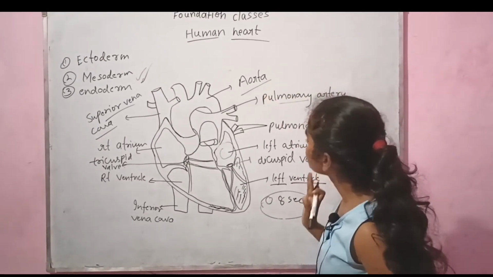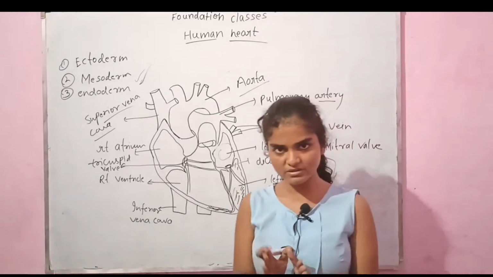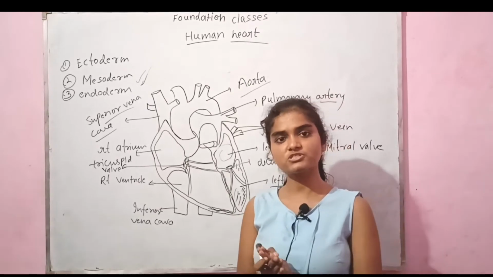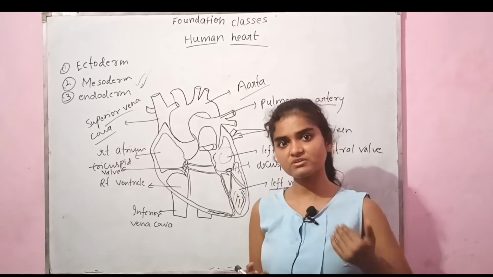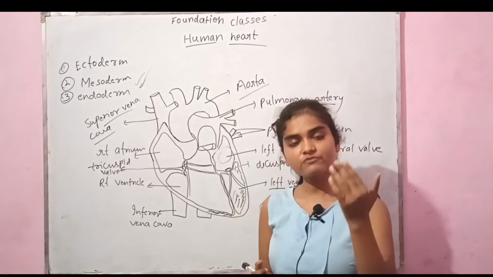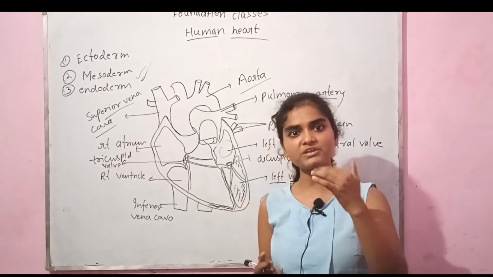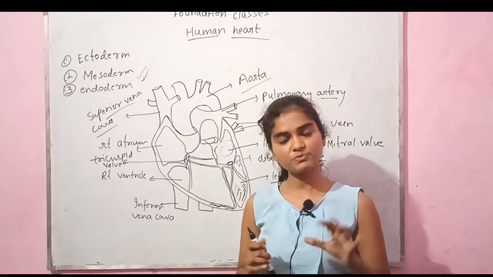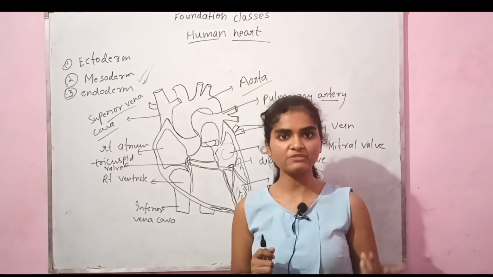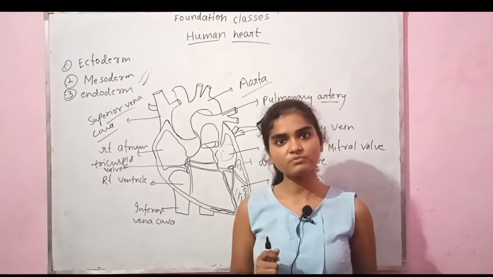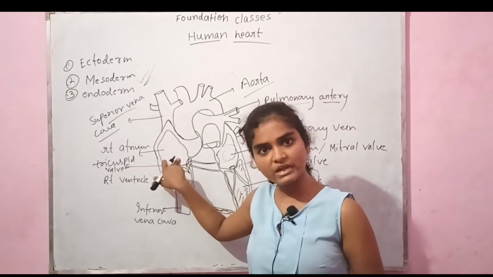Now we will discuss this very briefly. Our heart is of mesodermal origin. There are 4 chambers of the heart: right atrium, right ventricle, left atrium, and left ventricle. The right atrium receives blood from the superior vena cava and inferior vena cava. The superior vena cava takes blood from the head, the upper part of the body, and the inferior vena cava takes blood from the lower part of the body. Then it comes into the right atrium.